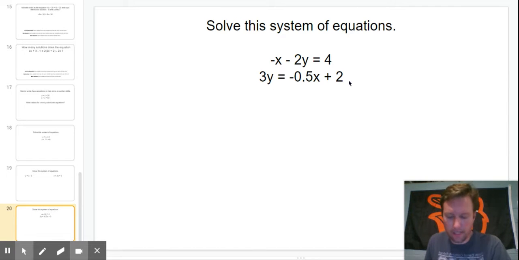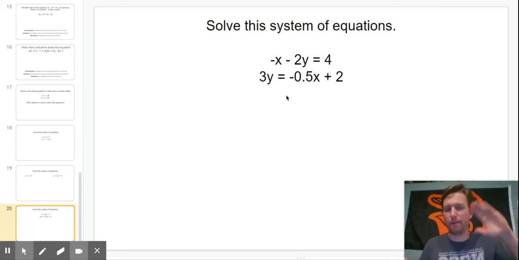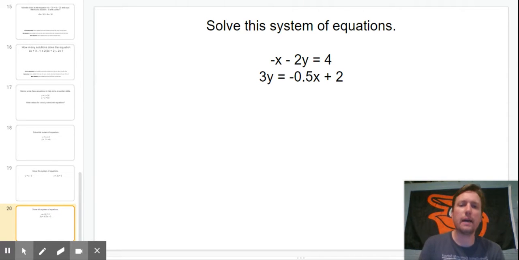Now, the very first thing that I want to do is try to rewrite my equation here so they're both in the same order. Because what I'm trying to do is line up my variables to see if I can make one a positive and one a negative and cancel them out or eliminate them. So down here, I have 3y equals negative 5/10 x plus 2. I'm going to try to get my equation up here to be written the same way.